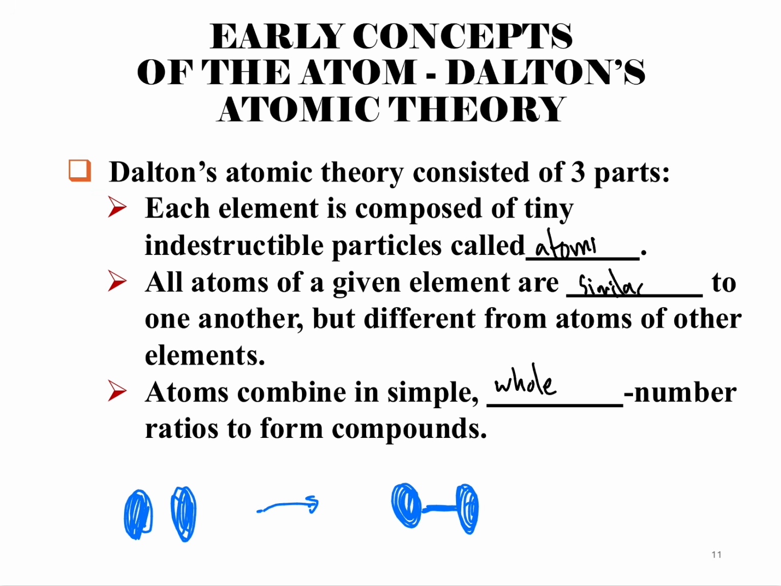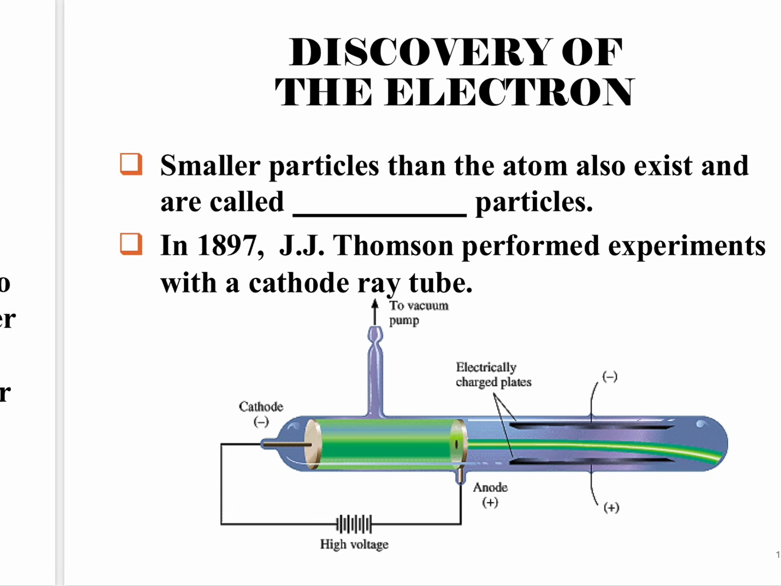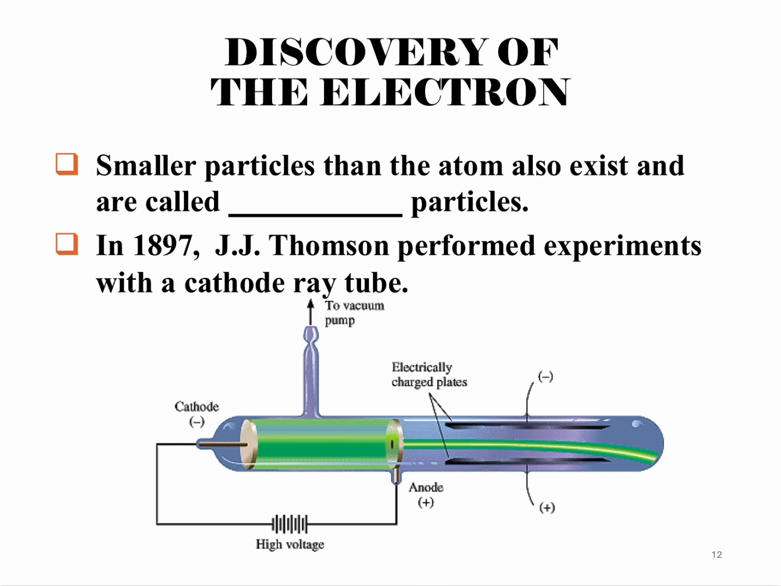The first break in these early ideas of atomic structure came from the discovery of one subatomic particle called the electron, right? An electron is a small negatively charged particle. So particles smaller than the atom exist. These are called subatomic, meaning they're smaller than the atom itself.